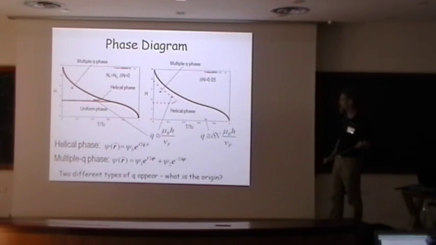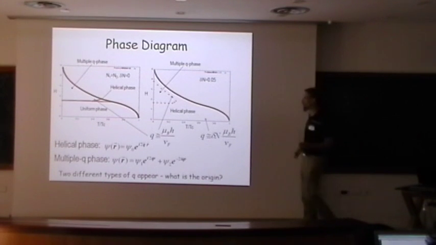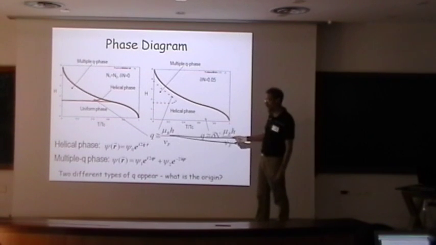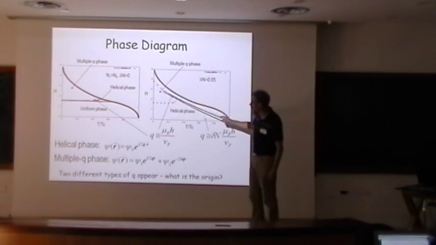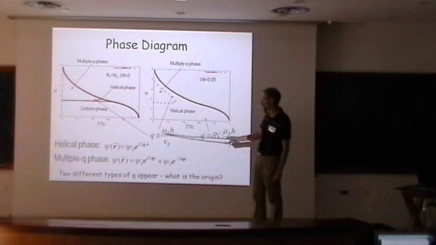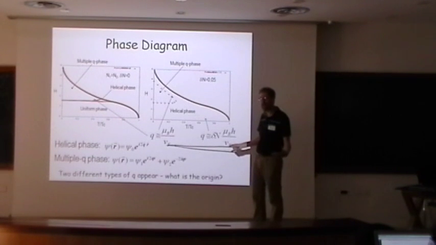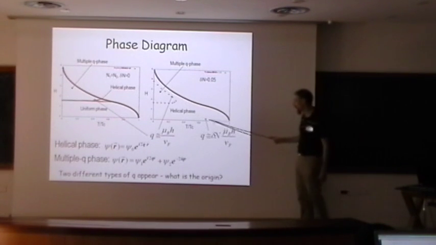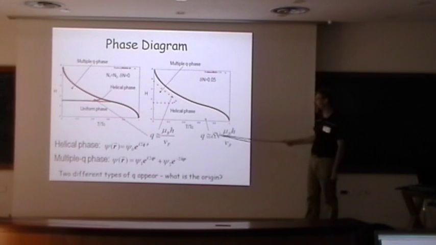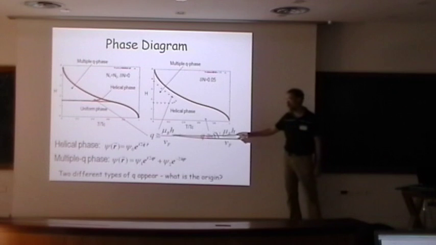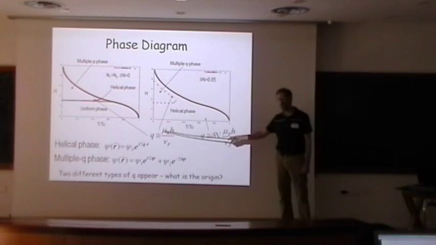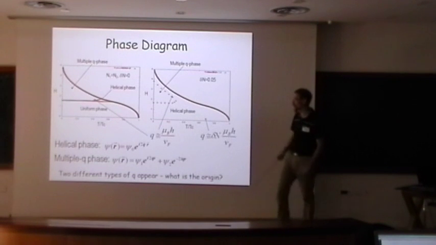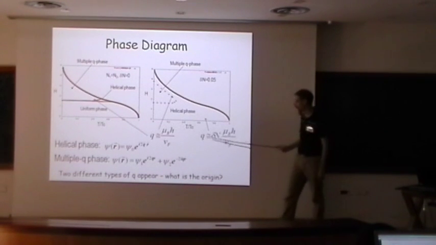The interesting thing that shows up when you do these calculations is that you typically find two orders of magnitude for q. In this case, up here at high fields, you find that q is on the order of UVH over VF, and that makes a lot of sense. But then in this low field regime, you find that q is on the order of delta n UVH over VF. So here it's a factor of 20 smaller than this q. And this really strongly suggests that there are two origins for these kinds of possible phases. There's a large q origin and a small q origin.